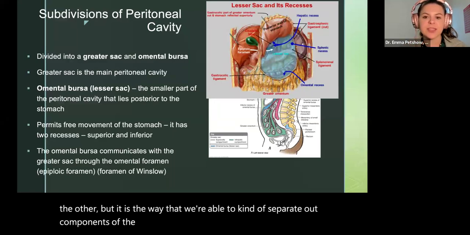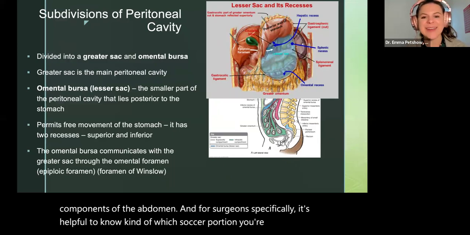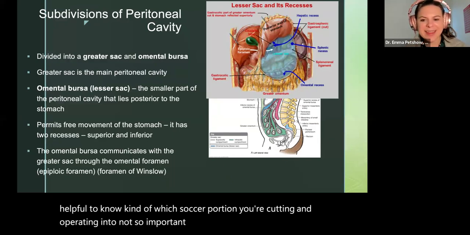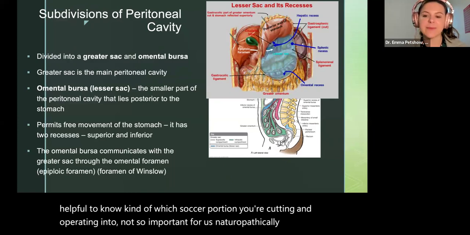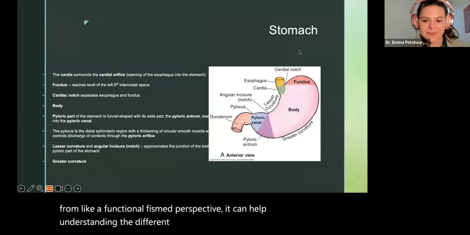For surgeons specifically, it's helpful to know which sac or portion you're cutting and operating into. Not so important for us naturopathically, although from a functional phys med perspective, it can help in understanding the different ligamentous structures present.